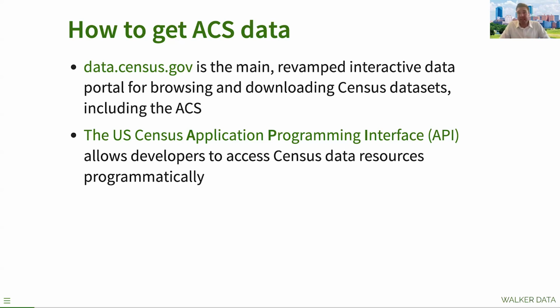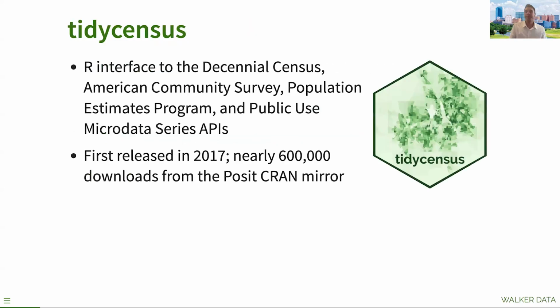So the entirety of the ACS is still available from the census website. You just can't go and download the entire flat files from the FTP server right now, but there are still ways to get it. And so you're going to be learning today about tidycensus, which is an R package, which I'll explain a little bit more in a moment, that interfaces with a variety of different APIs.